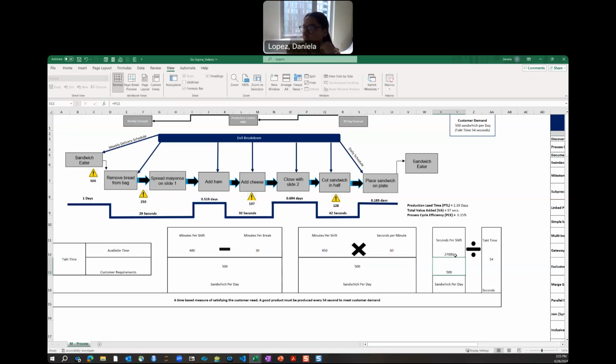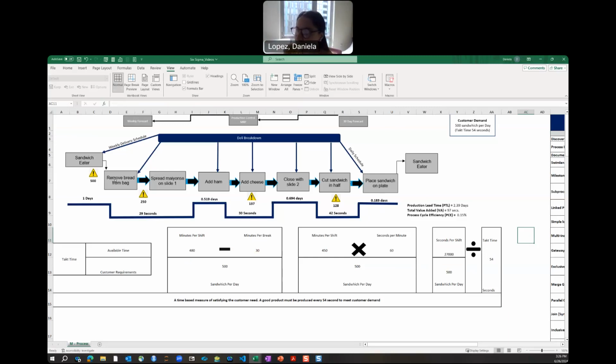Once we have that completed, we're going to divide it by the 500 sandwiches that we're trying to make. And that leads us to our takt time. You can see that the 27,000 is being divided by the 500, which essentially means it's going to take us 54 seconds for the creation of those sandwiches. And you can see here at the bottom, a time-based measure of satisfying the customer needs: a customer product must be produced within 54 seconds.